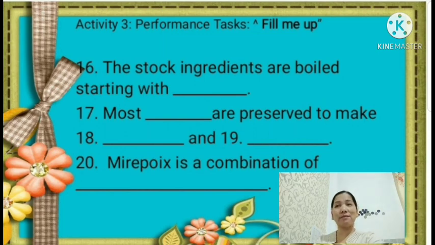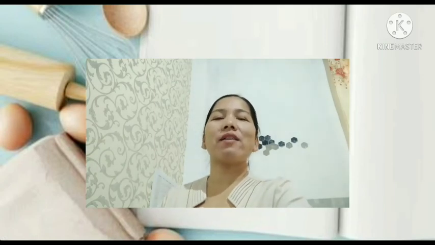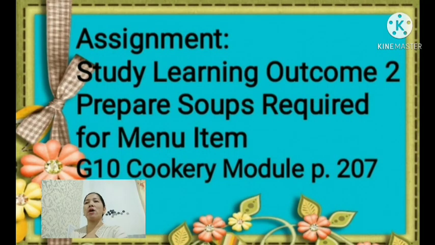Are you done? Okay. So you are now done with the learning competency, LO1, the learning outcome 1, which is prepare stock required for the menu item. Congratulations. For your assignment, you are going to study learning outcome number 2, which is prepare soup required for the menu item. If you have books, it will be found on the G10 Cookery module, page 207.